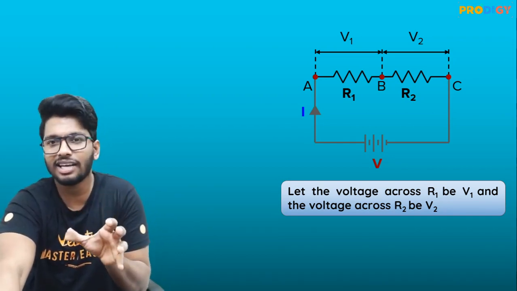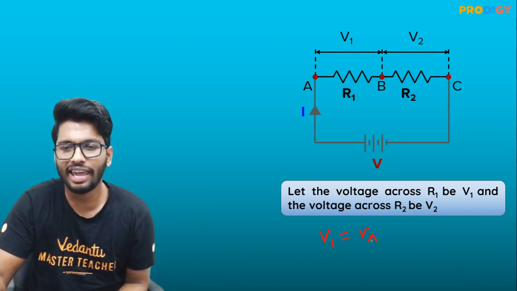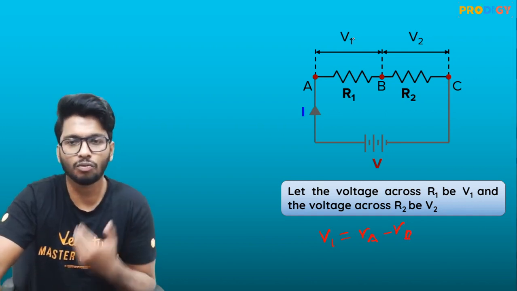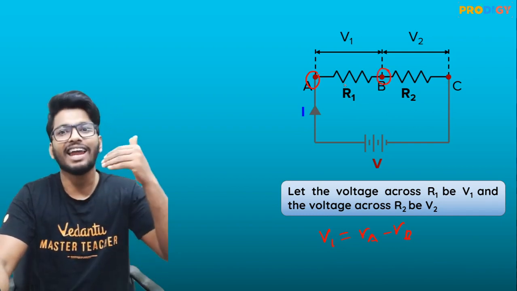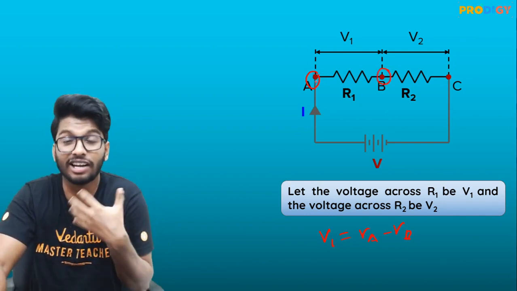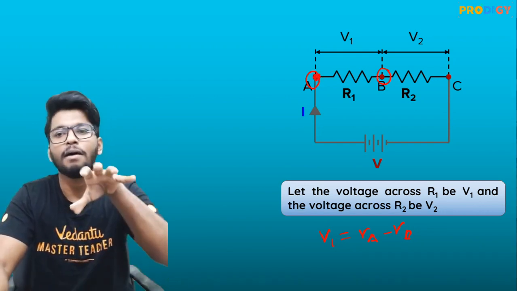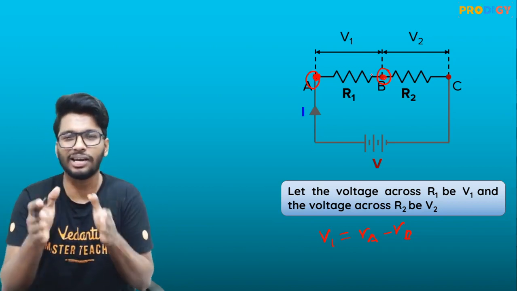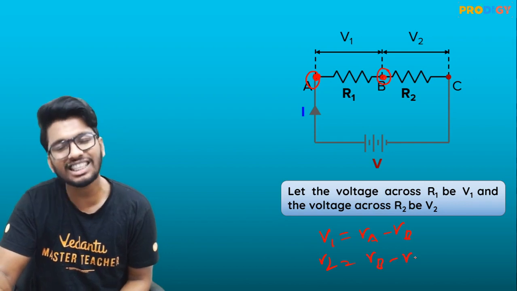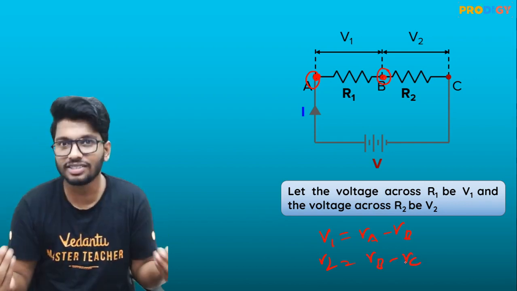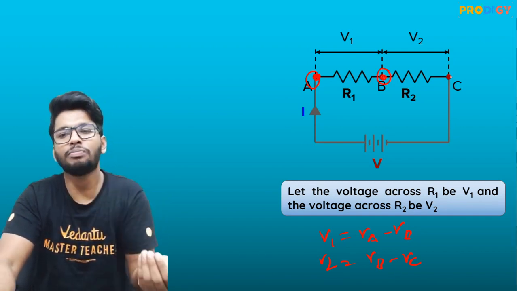I can write V1 is equal to VA minus VB. Why? Because V1 is connected to this point and this point, so it is the potential at this point minus the potential at this point. I'm finding out the potential difference right now. So potential difference is what? The potential at this point minus the potential at this point. So I can write it as VA minus VB. In the same way for V2, what can I write? V2 is equal to VB minus VC, because again the potential difference is nothing but the potential at B minus the potential at C.